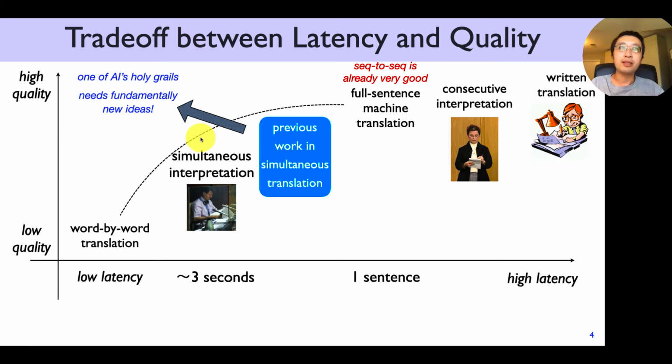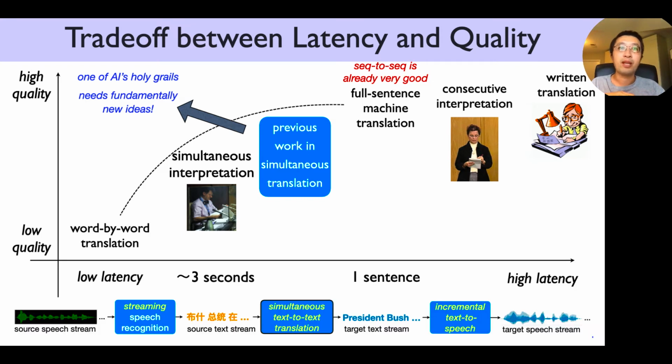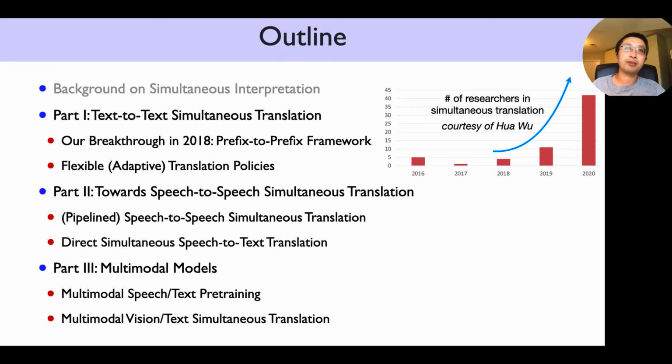And this is considered one of the holy grails of AI, one of the hardest problems of AI. We already know that sequence to sequence, which is very good for full sentence translation, is not good at all for simultaneous translation. We need fundamentally new ideas, fundamentally new frameworks to tackle this problem, where both the source and target sides are growing simultaneously. Towards the end of this talk, I'll be talking about a whole pipeline from source speech to target speech, speech to speech. But for now, I will be focusing more on the text-to-text part to demonstrate the algorithms.